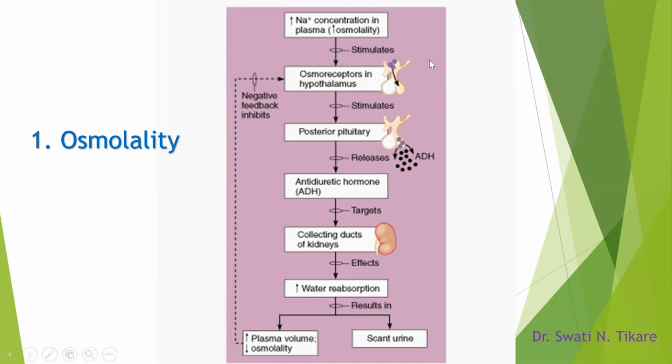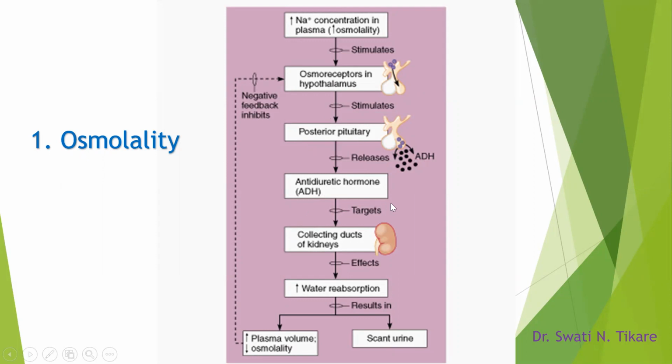Let's begin at the top. We start here with a condition where osmolality is more. That means there are too many solutes in the body. It is too concentrated. So increased osmolality, what does it do? It stimulates the osmoreceptors in the hypothalamus. In the hypothalamus, there are certain osmoreceptors which are present outside the blood-brain barrier. Once they sense that the ECF has too much osmolality, they get stimulated. The osmoreceptors stimulate the hypothalamus and the posterior pituitary releases ADH.